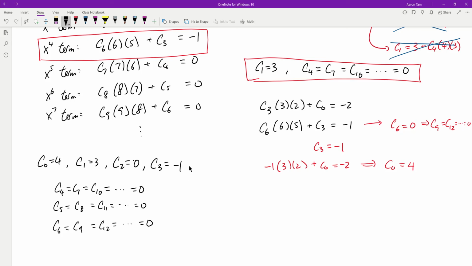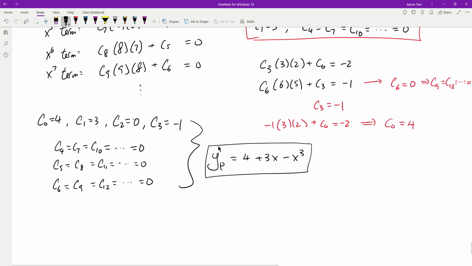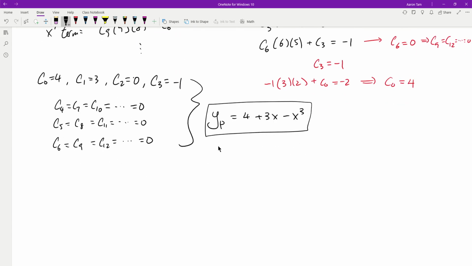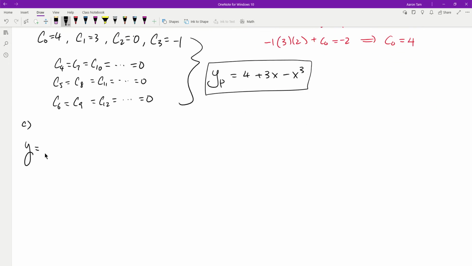So therefore, in this scenario, this combined into my particular solution, which is 4 plus 3x plus 0x squared minus x to the third plus 0x to the fourth plus 0x to the fifth, 0x to the sixth, so on and so forth. So that would be my particular solution. And so now I can actually write out my entire solution. y, in this case part C, I guess. Did I label this part B? Yes, I did. So y would actually equal to the following.